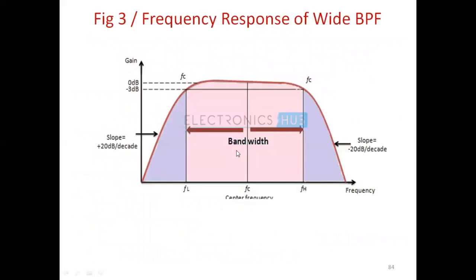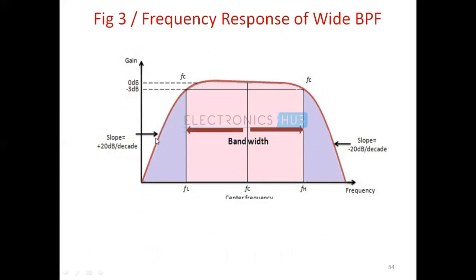See the frequency response of the wide band pass filter. This is the bandwidth, lower cutoff frequency, center frequency, higher cutoff frequency, and this one is the minus 3 dB line. Frequency line and gain line are given here.